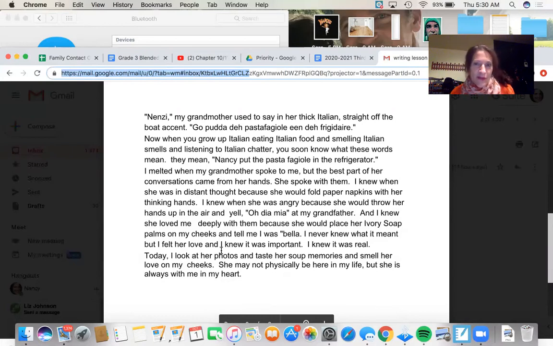Nenzi, my grandmother used to say in her thick Italian, straight off the boat accent, "Go pur the pasta fagioli in the frigidaire." Now, when you grow up Italian, eating Italian food and smelling Italian smells and listening to Italian chatter, you soon know what these words mean. They mean, Nancy, put the pasta fagioli in the refrigerator.